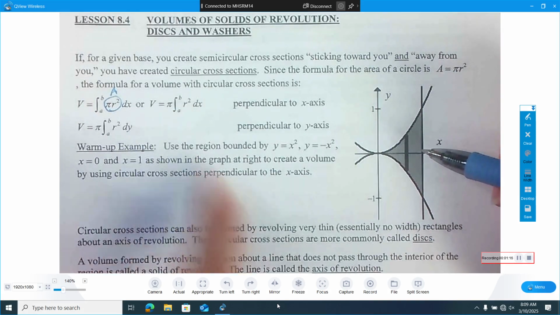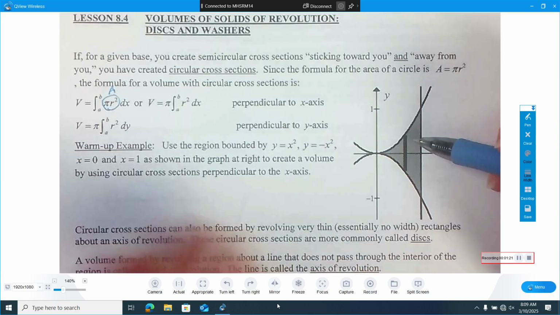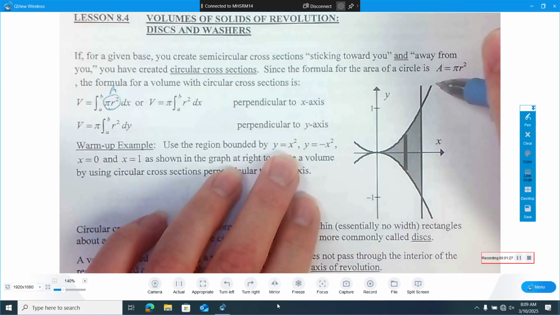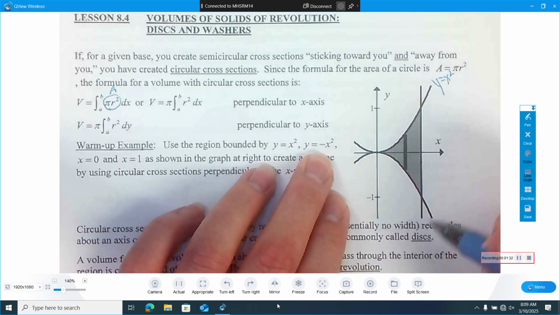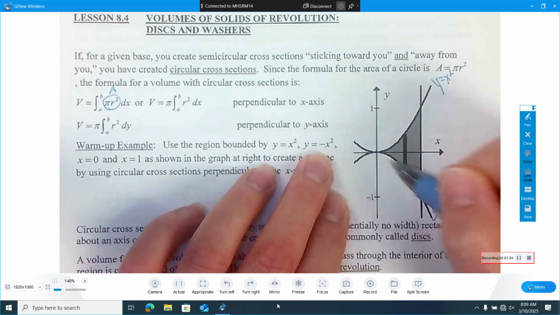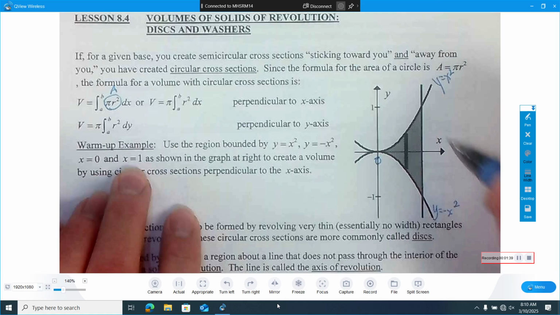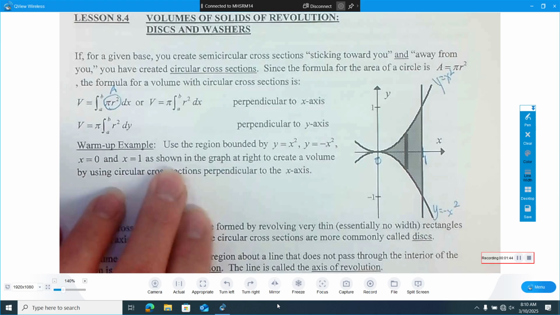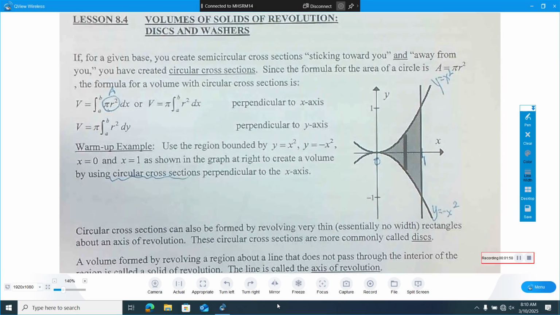We'll just do this warm-up example. We're going to use this region bounded by y equals x squared, this top curve, and then y equals negative x squared, that's this downward-facing parabola, x equals 0 and x equals 1, right here, that vertical line. So we have this lovely little region shown in the graph, and we want to create a volume using circular cross sections perpendicular to the x-axis.